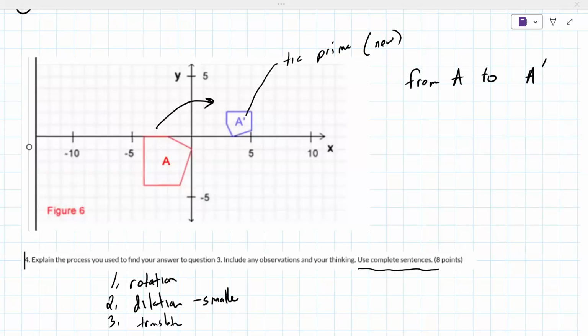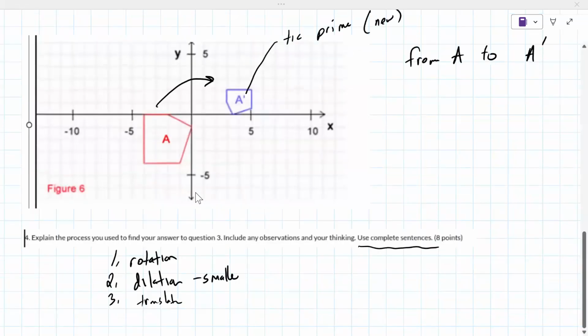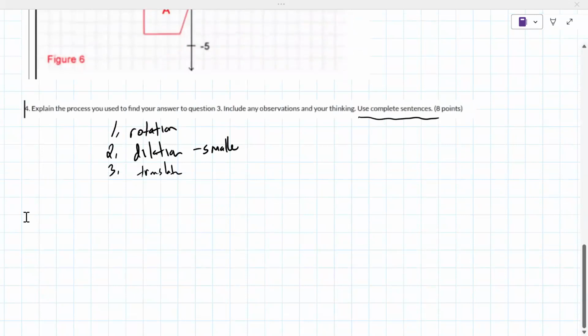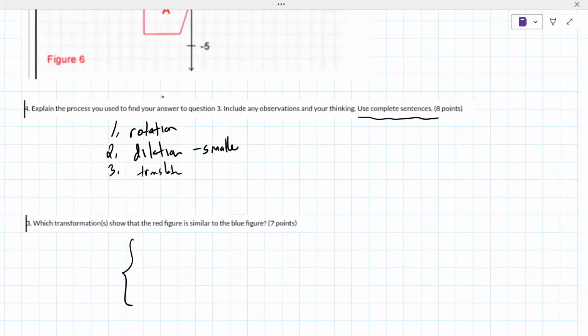Okay. So it's kind of like they ask the same question twice, but you have the answer. They're almost the same question. It's like, well, I looked at it and I saw a rotation, a dilation, a translation. And then three is just more specific. You want to say that you see those three transformations.